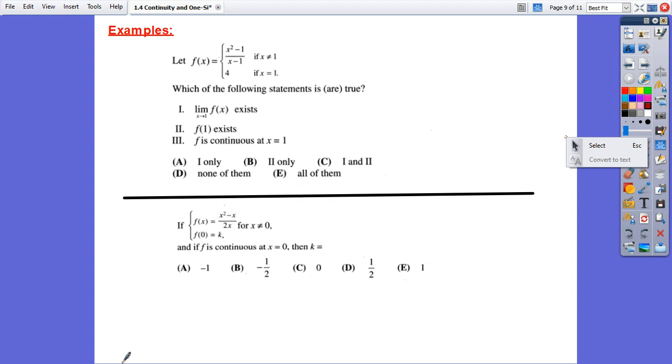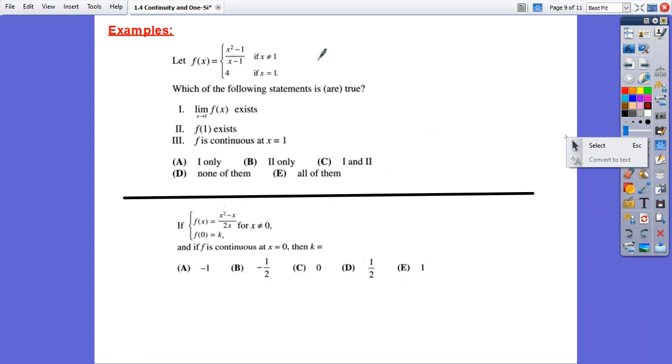It says, which of the following statements is or are true? The limit exists, the value exists, and it's continuous. Well, if the value exists and the limit exists and they're the same, it's going to be continuous. So I really need to find all these for it to be continuous. Now, if I knew it was a polynomial, then it's continuous. Doesn't that imply the value exists and the limit has to exist at that value? So there are ways to get this a lot quicker if we knew it was already continuous. But we don't. It's a piecewise, so we better make sure.